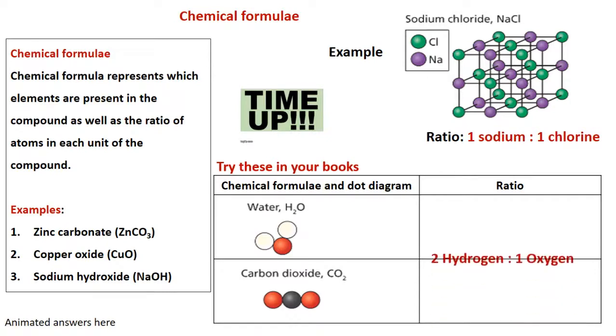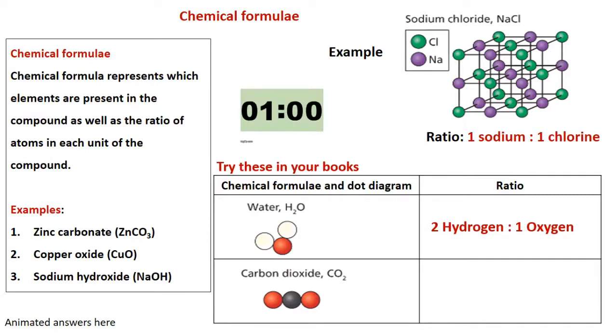Thank you. Let's have a look at the answers. For water, there's 2 hydrogen for every 1 oxygen atom. I've put the answer on the board. The second one is carbon dioxide. There's 1 carbon to every 2 oxygen atoms. So 1 carbon to every 2 oxygen atoms makes carbon dioxide. Quickly mark your work using a green pen or do your green pen improvements.